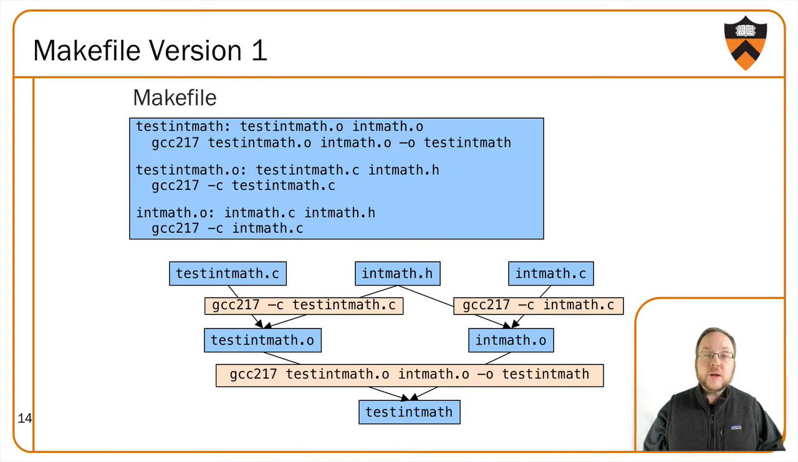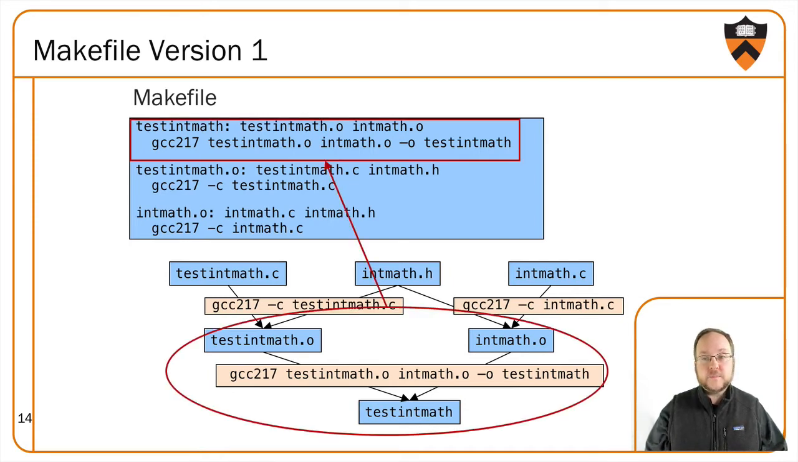So let's take a look at the Makefile for our running intmath example. Each of the 3 partial build steps in the tan boxes is represented as a command in the Makefile. So how do we build testintmath? It's the bottom GCC command. And where is that in the Makefile? It's the first target. The command is exactly what we see in the tan box, and the dependencies are the exact dependencies we see in the graph, the .o files.